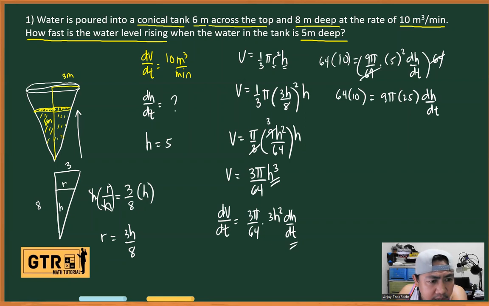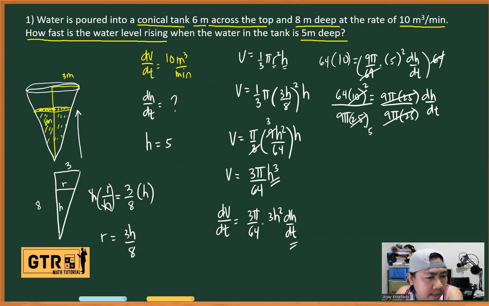Then divide both sides by all of this term, 9 pi times 25. Cancel this. Let's simplify 10 over 25 by dividing by 5. This will become 2, and 25 divided by 5 is 5. Is there anything else to cancel? Nothing more. 64 times 2 is equal to 128, over 9 times 5, so we have 45 pi. That is the dh over dt.